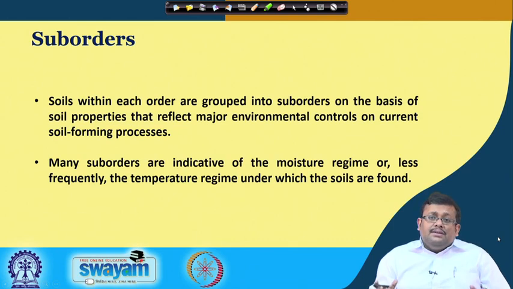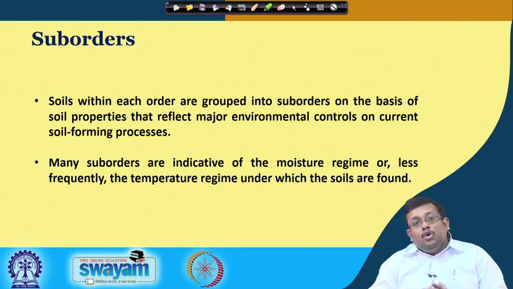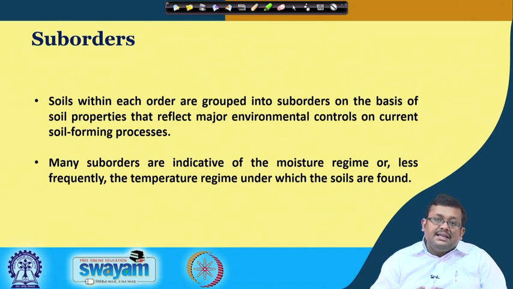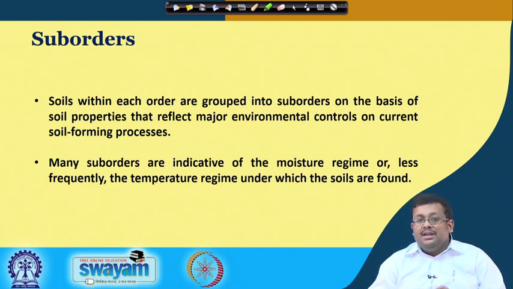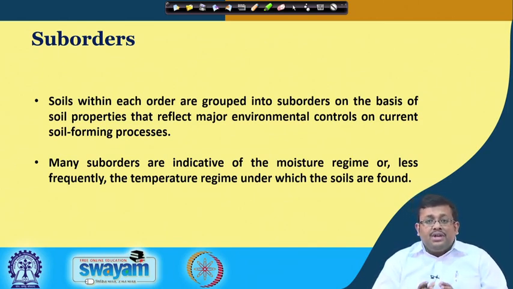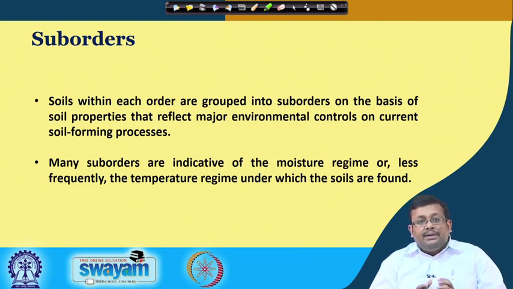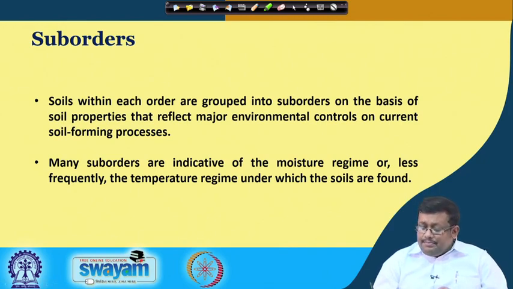Now, since we have covered the orders, let us see what the suborders are. Soils within each order are grouped into suborders on the basis of soil properties that reflect major environmental controls on current soil-forming processes. So, you will see whether there is a specific weathering impact or not; that can be found from the suborder name. Many suborders are indicative of the moisture regime, or less frequently the temperature regime, under which the soils are formed. Let us see some examples.